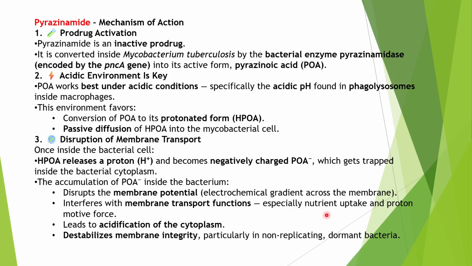Especially in case of nutrient uptake and proton motive force. So when the gradient is disrupted, the proton motive force is disrupted, then nutrient uptake is disrupted, then ATP production will be disrupted, etc. Then this leads to acidification of the cytoplasm because more negatively charged POA is accumulating and destabilizes membrane integrity, particularly in non-replicating dormant bacteria.